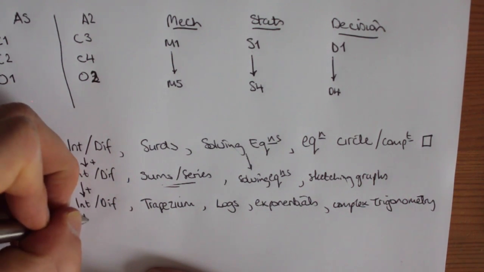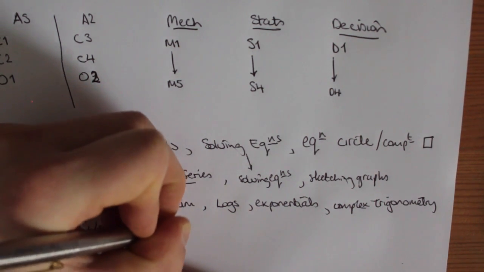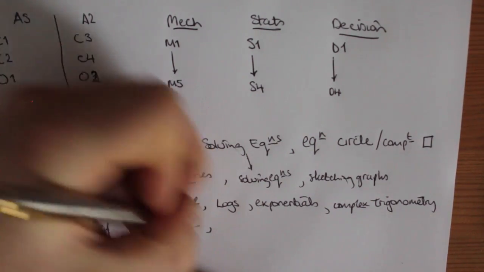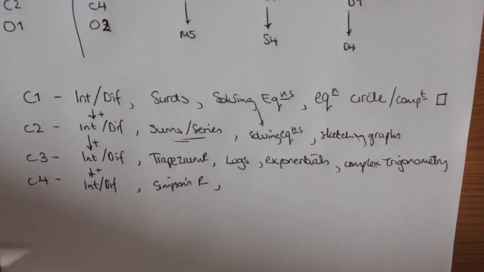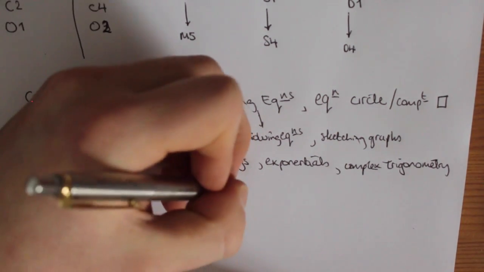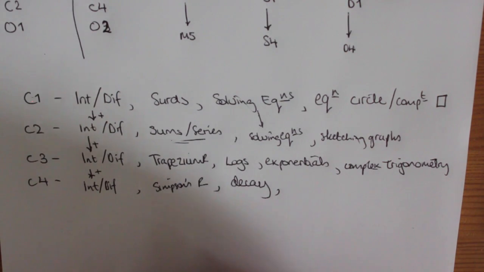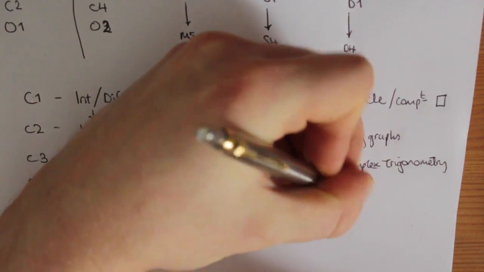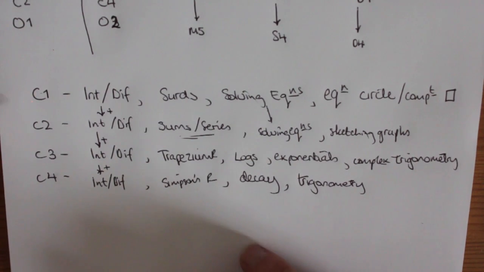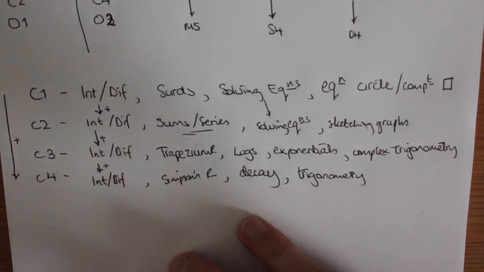Core 4 will take this even further. We'll see the Simpson's rule. We'll start looking at what we'd consider as physics type equations. So we have decay equations. This could be a decay of a population or a radioactive isotope or anything. What else? Yeah, we'll take trigonometry further. And that should be about it. Obviously, this is an increase in difficulty, and it would be the same for these three.